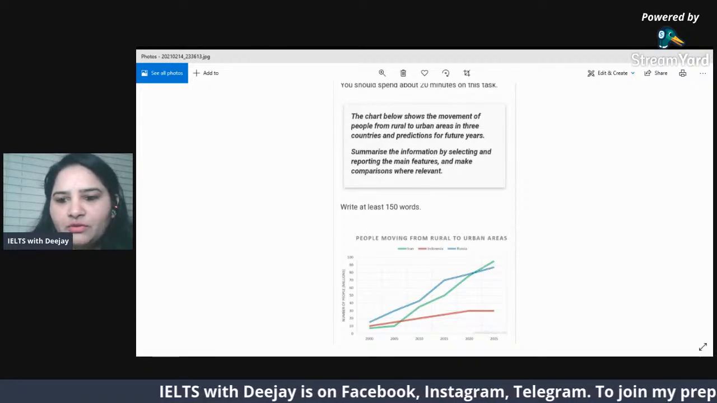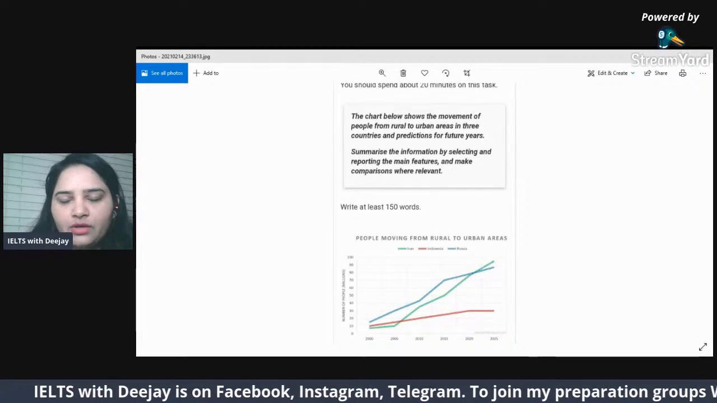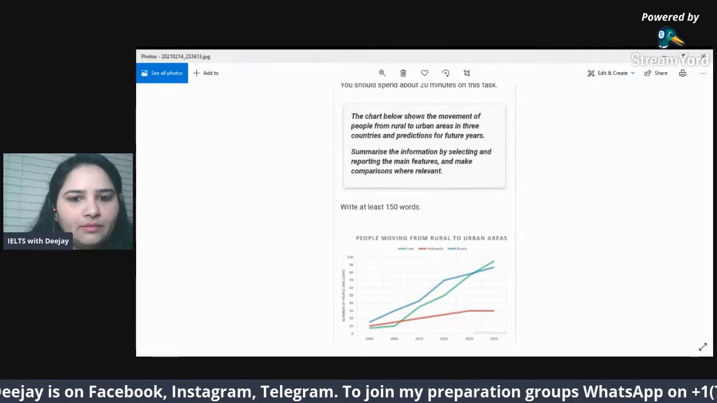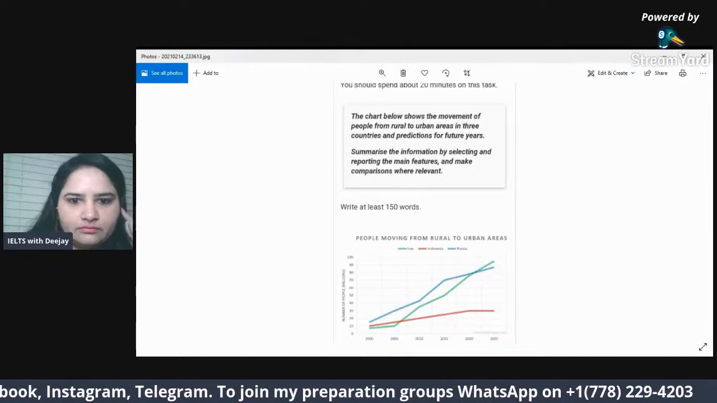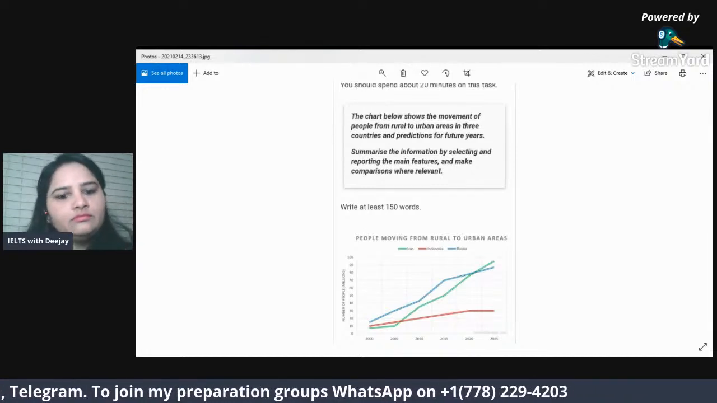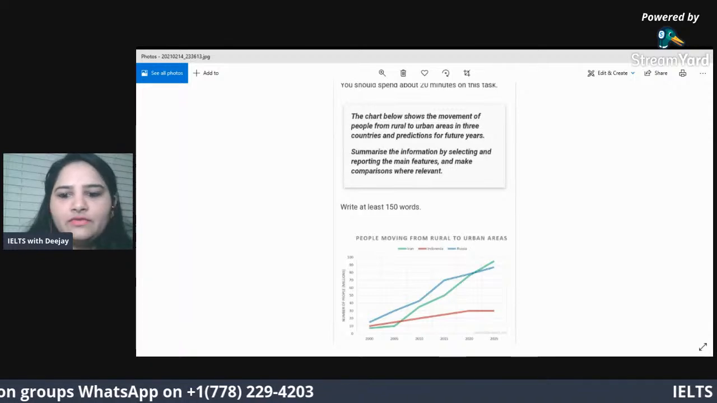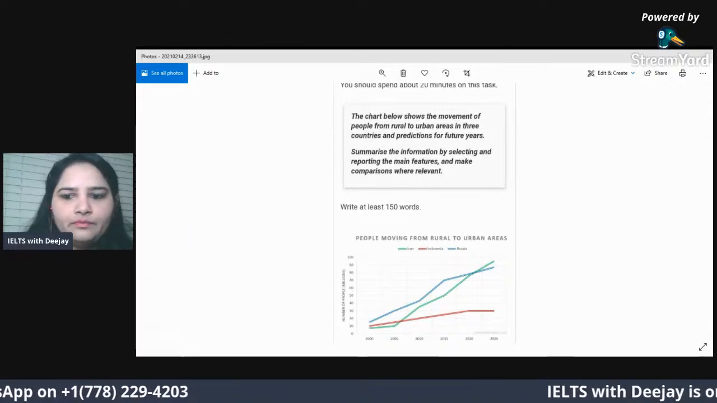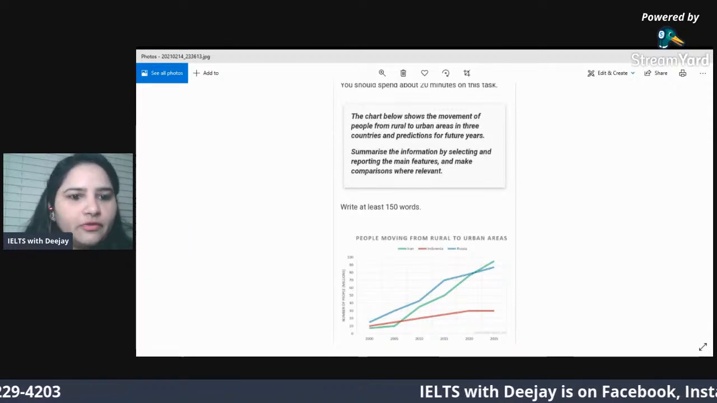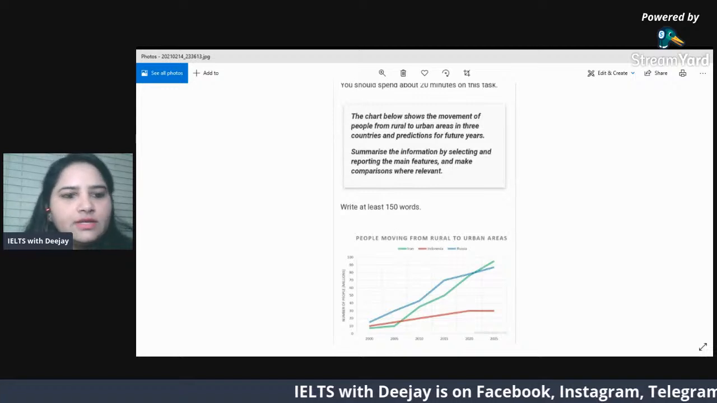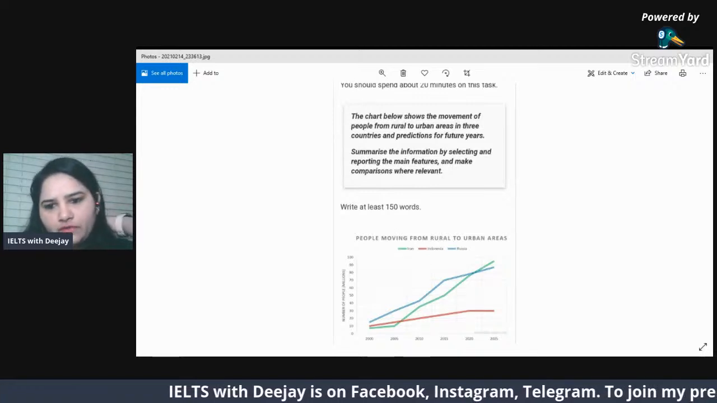While Indonesia does not prefer to shift to cities, is that okay? Let me see the question. Yes, that is fine. You can write that way. Does not prefer, will not prefer. These things you can write. Does not is also fine.